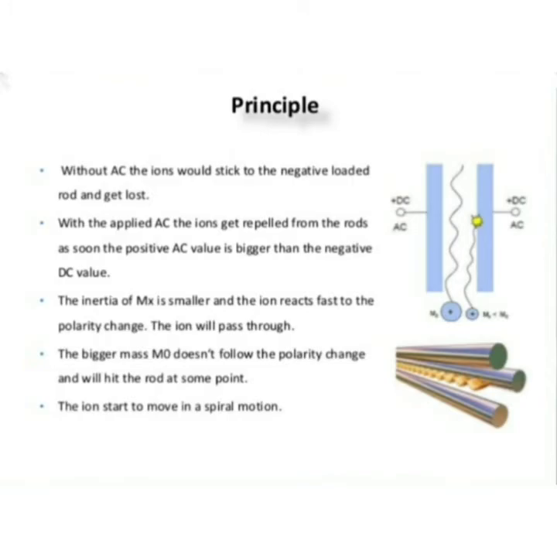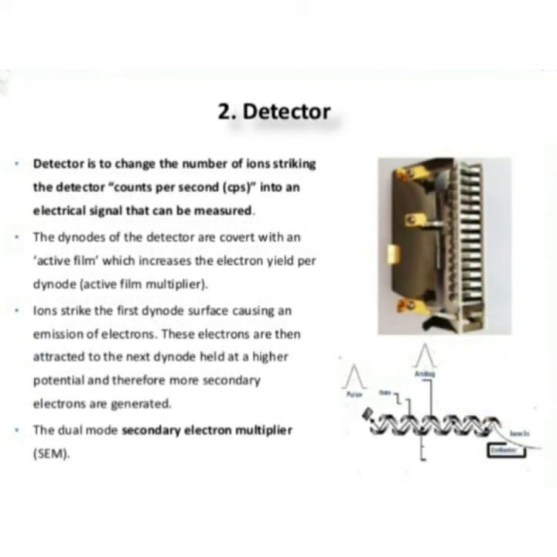The bigger mass does not follow the polarity charge and will hit the rod at some point. The ion starts to move in a spiral motion that you can see in the image. If you apply more AC charge, then ions will go near the positive rod and it will go to detection.